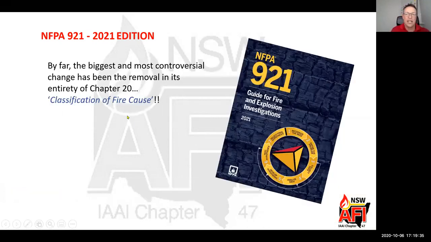So, of course, most people would have heard that the most controversial change this edition has been the removal of Chapter 20, which is the classification of fire cause. Now, we'll go through that in detail as we come to it, but that is the biggest change. To be honest, reading into this, it has been on the agenda of the committee for a number of cycles, and I guess it's come to a head and they've finally decided, yes, we're going to get rid of it. So we'll talk about that soon.